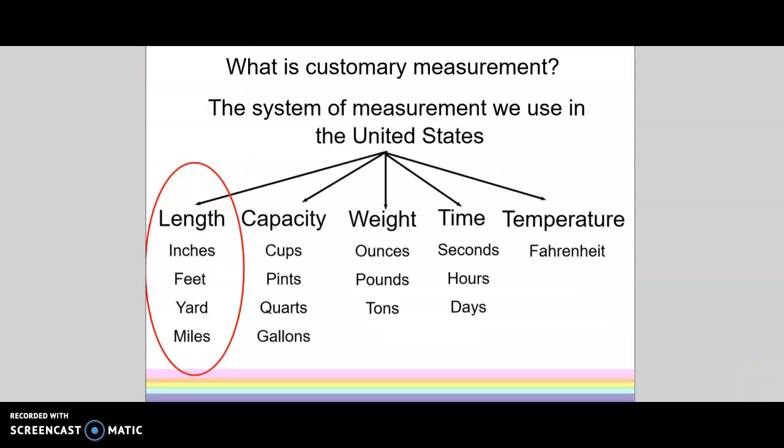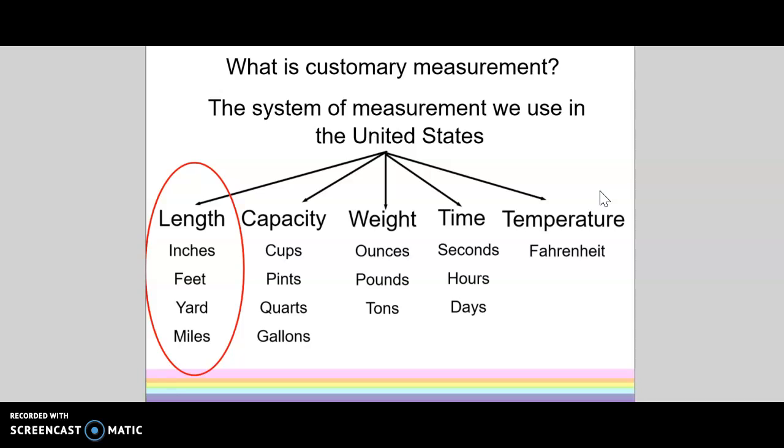So to get started, I want to tell you guys that this week we're going to talk about customary measurement. There's two different types of measurement, customary and metric. We're going to save metric for next week, and this week we're going to talk about customary measurement, and that's the system of measurement that we use in the United States. And you can see down here all of these different examples, which you've heard of all these things. This is your customary measurement, the measurement we use in the United States.